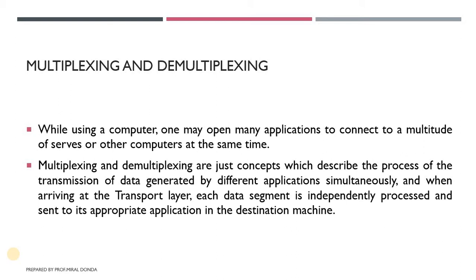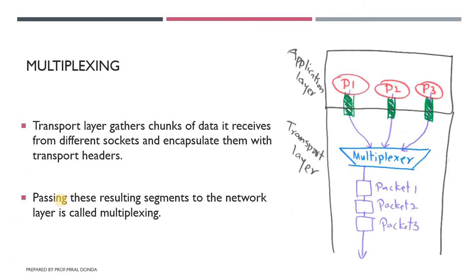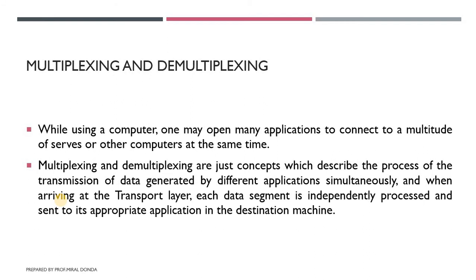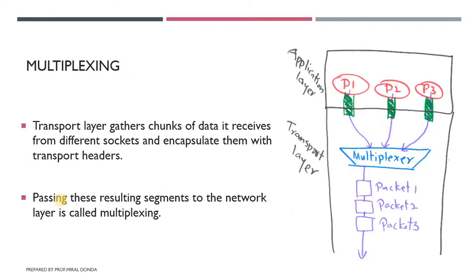So let's understand what multiplexing is. First is multiplexing. The transport layer gathers chunks of data it receives from different sockets and encapsulates them with a transport layer header. We all know that we are using applications on our computers, and they have many processes running. Here in the figure, you can see that in the application layer, suppose there are 3 processes running, and each has its own socket. By using the sockets, the communication happens.